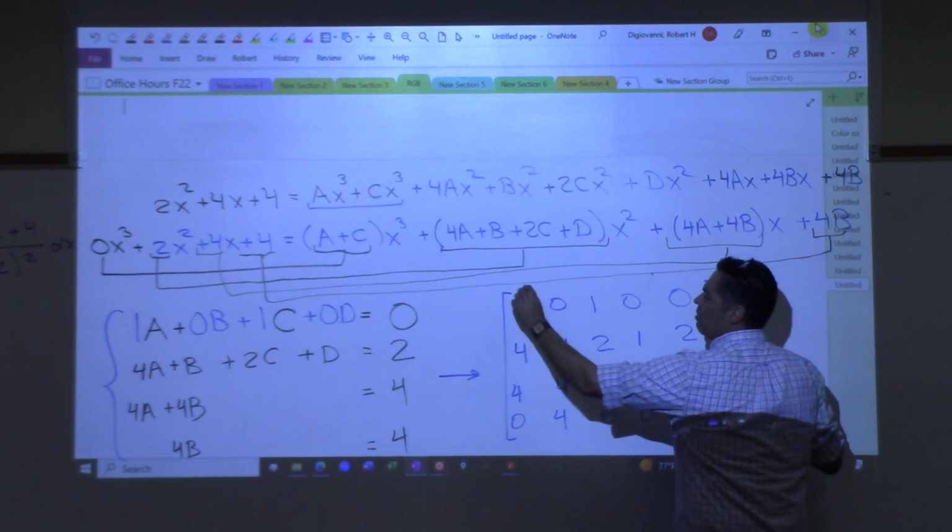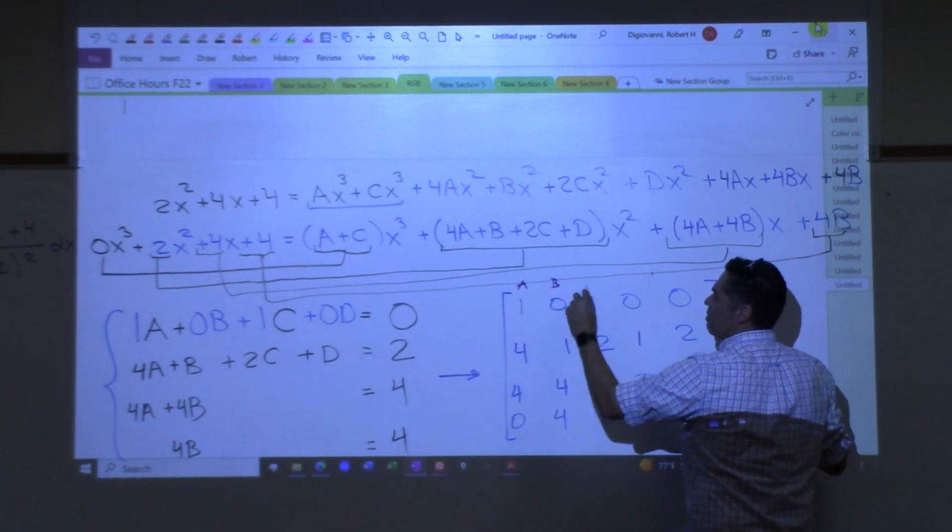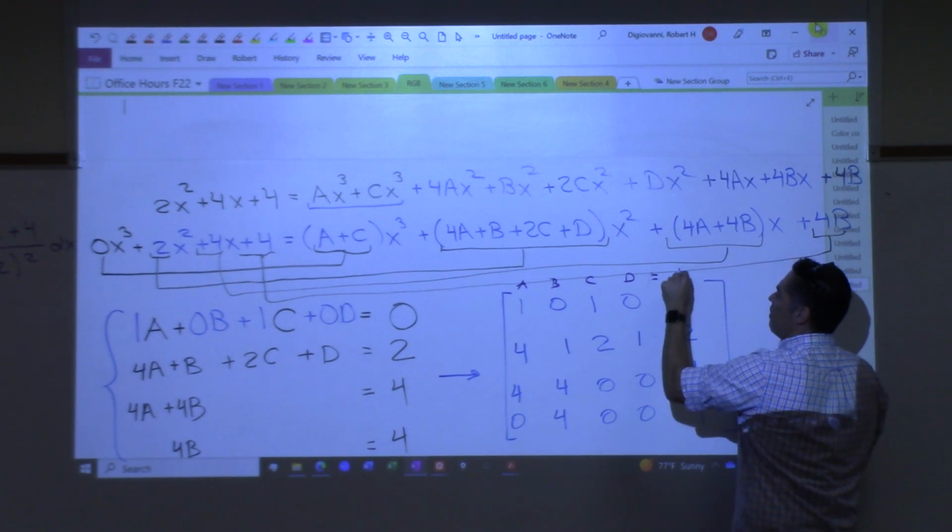It's like a short, condensed way of writing that. So this is just, hey, this is all the coefficients on your A's. This is the coefficients on your B's, your C's, your D's, and then equals, and then over here, these are just numbers, right?